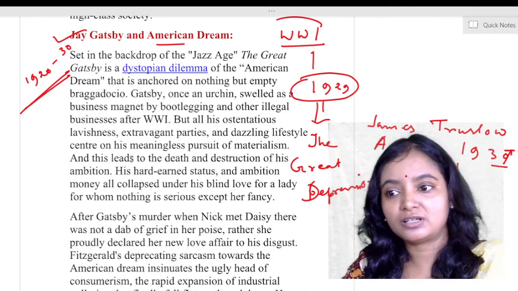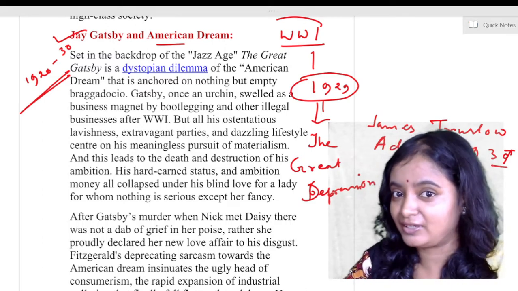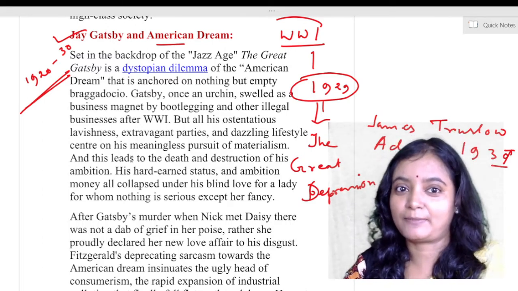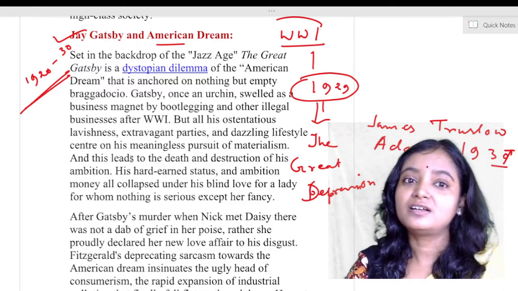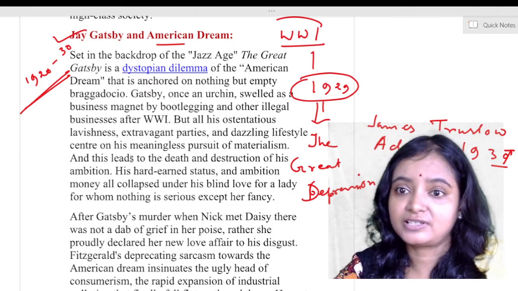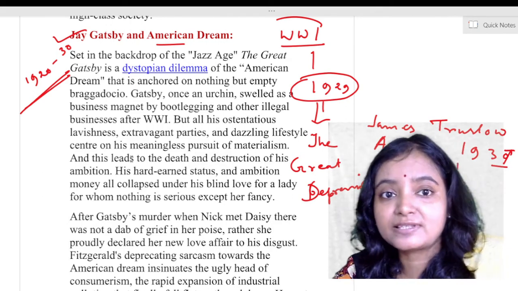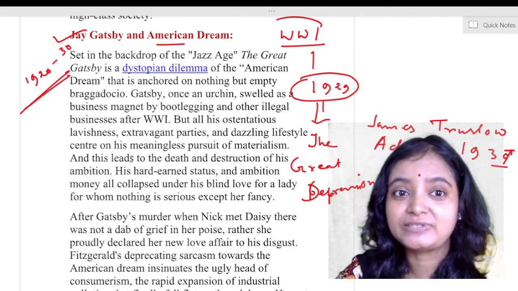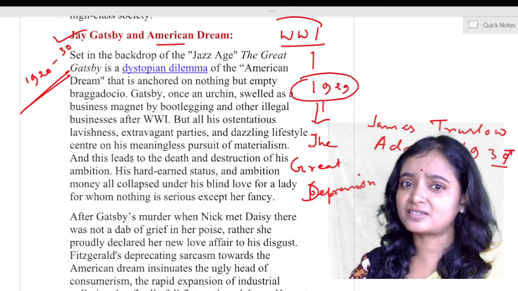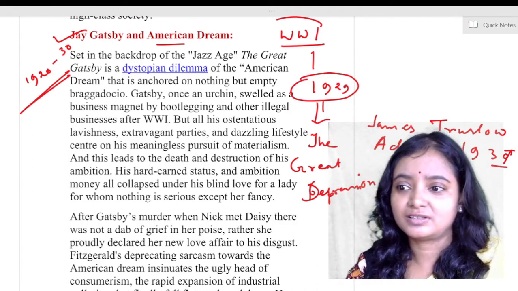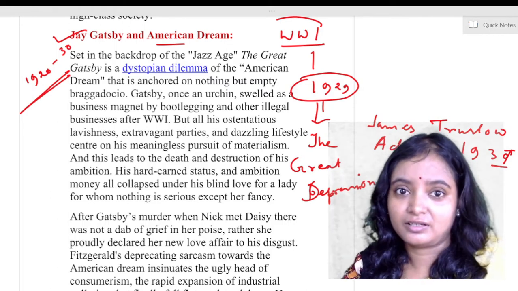But is it really possible to have that dream fulfilled? So we will talk about that in this Jay Gatsby story and the American dream. Actually here Fitzgerald collaborates two things: Jay Gatsby's life, the failure of Jay Gatsby's life, and the American dream. They both are just nothing. They are both not permanent, not solid.